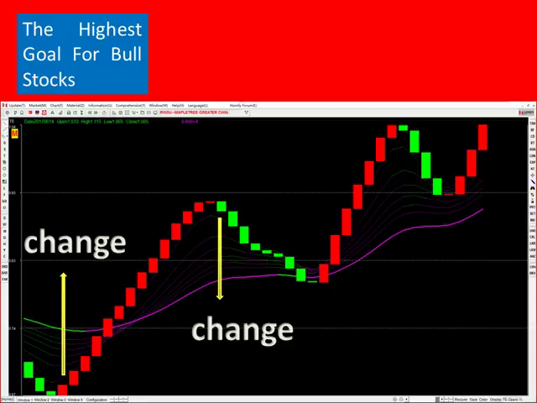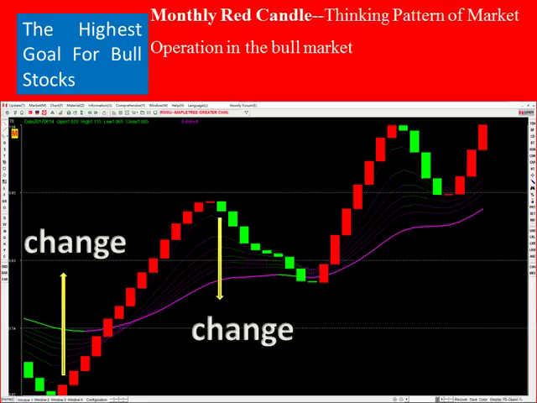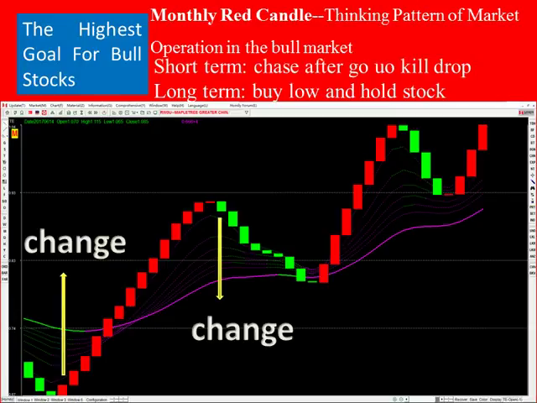The highest goal for bull stocks. This is the monthly chart of the STI index. So a monthly red candle means the sinking pattern of market operation in the bull market. Short-term, chase after it goes up, sell when it drops. Long-term, buy low and hold stocks. What does that mean? Let's see the market first.